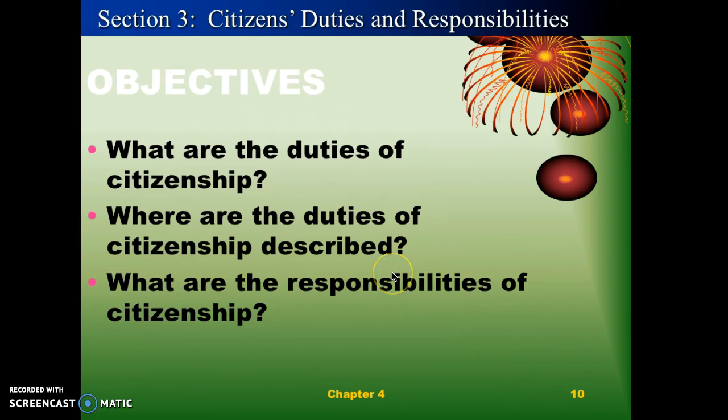Heck yes, I did. Our objectives for Section 3 are: what are the duties of citizenship? Where are the duties of citizenship described? And what are the responsibilities of citizenship?